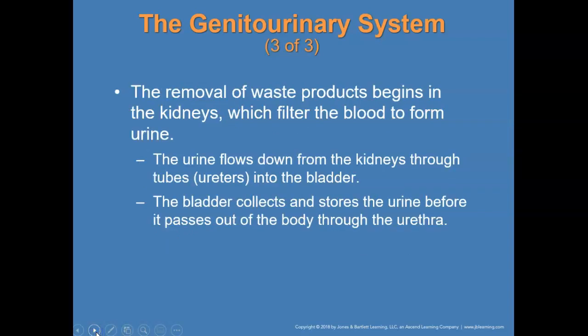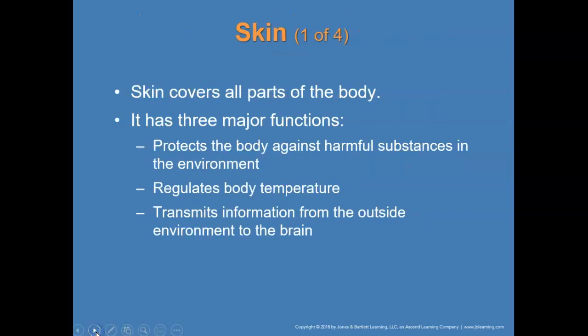The removal of waste products begins in the kidneys, which filter the blood to form urine. The urine flows down from the kidneys through the tubes, or the ureters, into the bladder. The bladder collects and stores the urine before it passes out of the body through the urethra.